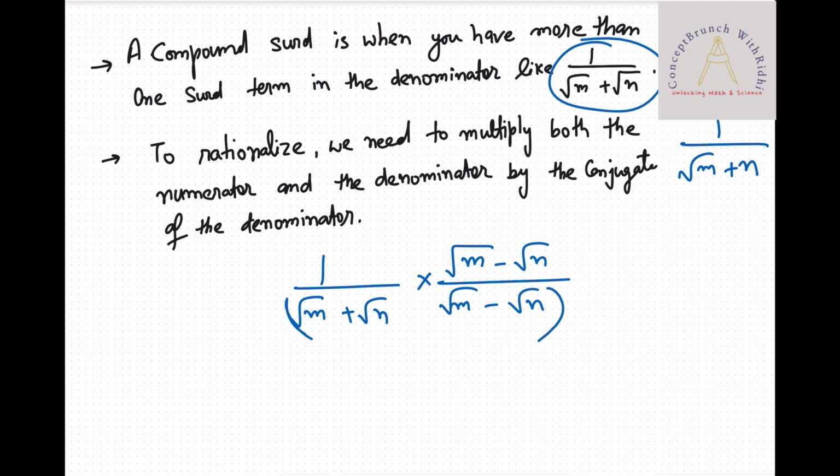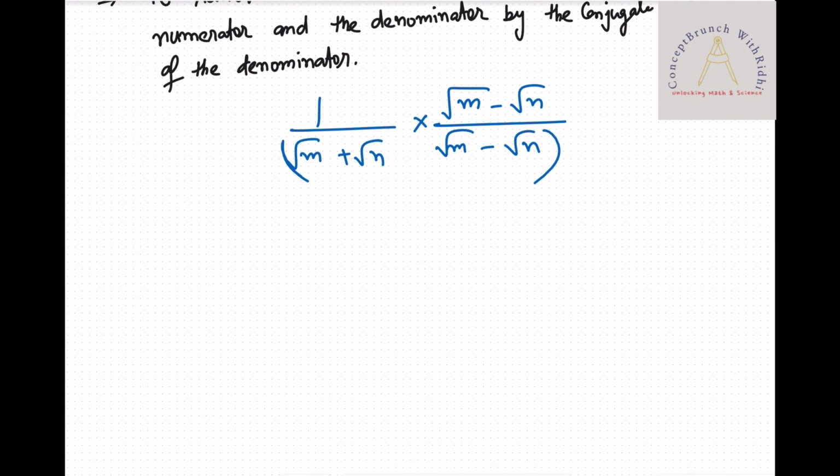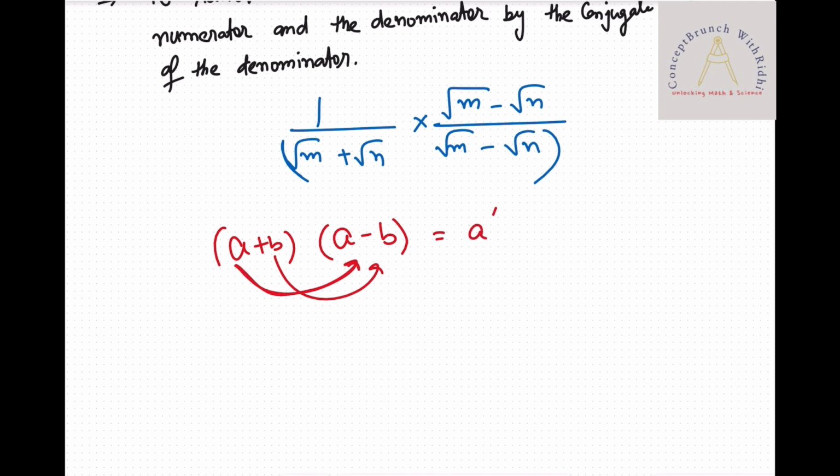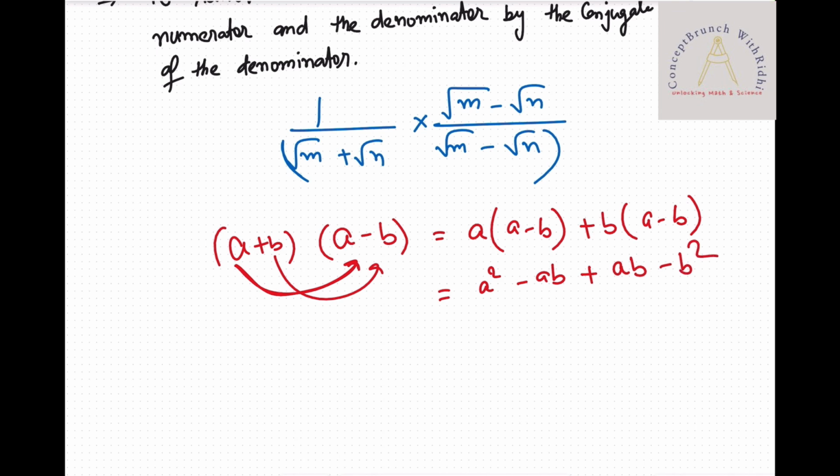How to multiply? I'll show you a general thing. Let it be a plus b times a minus b, suppose. What will we get as the answer? So first we'll multiply a with the whole, then b with the whole. So when multiplying a with the whole, a times a minus b, and b with the whole means plus b times a minus b. Let's multiply them together. So it will be a square minus ab plus ab minus b square. These two are like and opposite terms, so they cancel. The answer is a square minus b square, right?